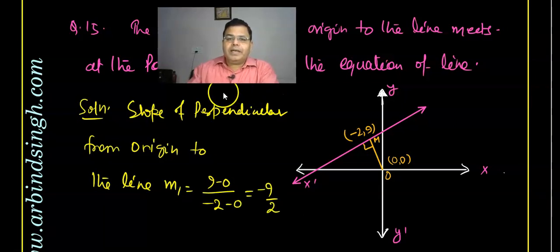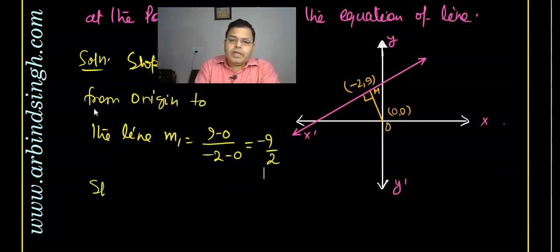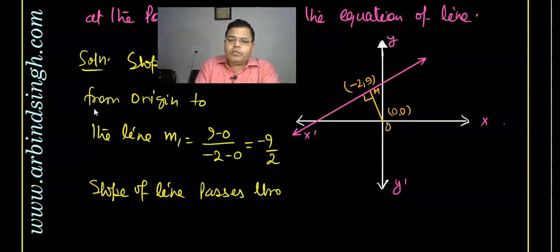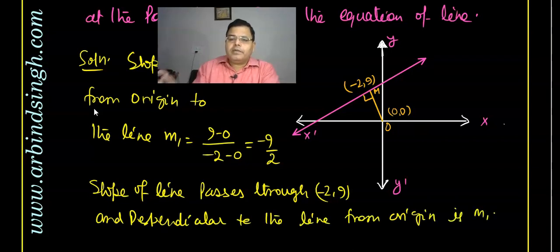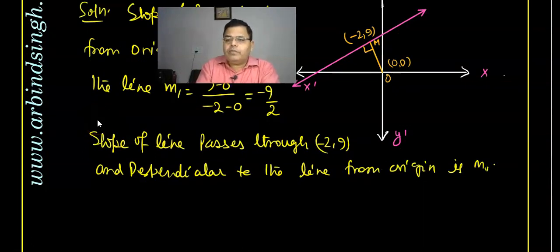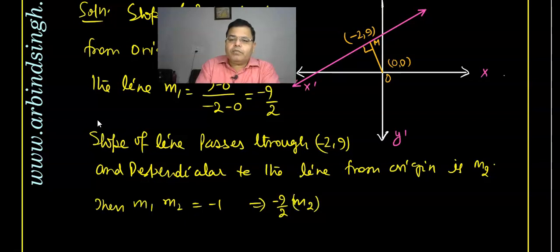Now the slope of the required line, which passes through minus 2, 9 and is perpendicular to the line from the origin with slope m1, must satisfy m1 times m2 equal to minus 1. Here m1 is minus 9 by 2, so m2 is equal to minus minus cancel, it will be 2 by 9. And this line also passes through minus 2, 9.